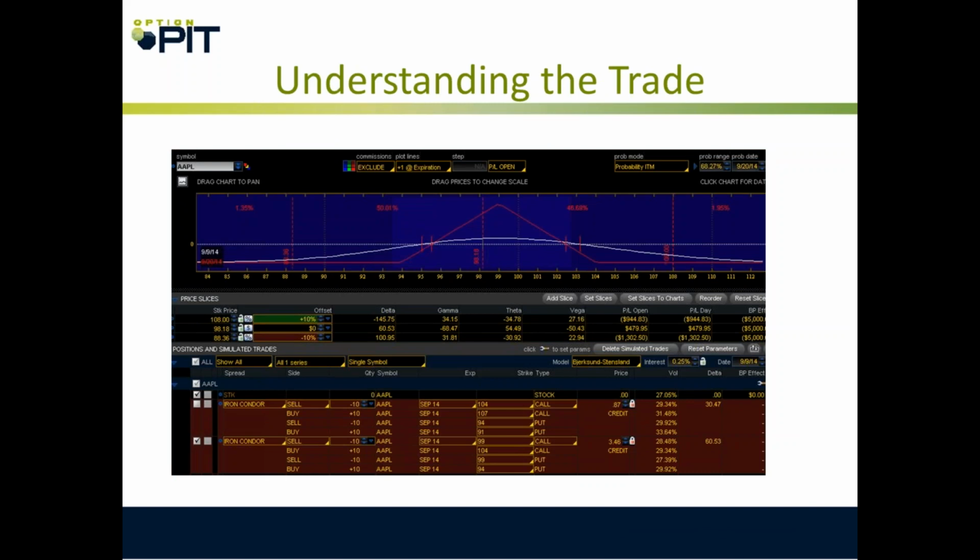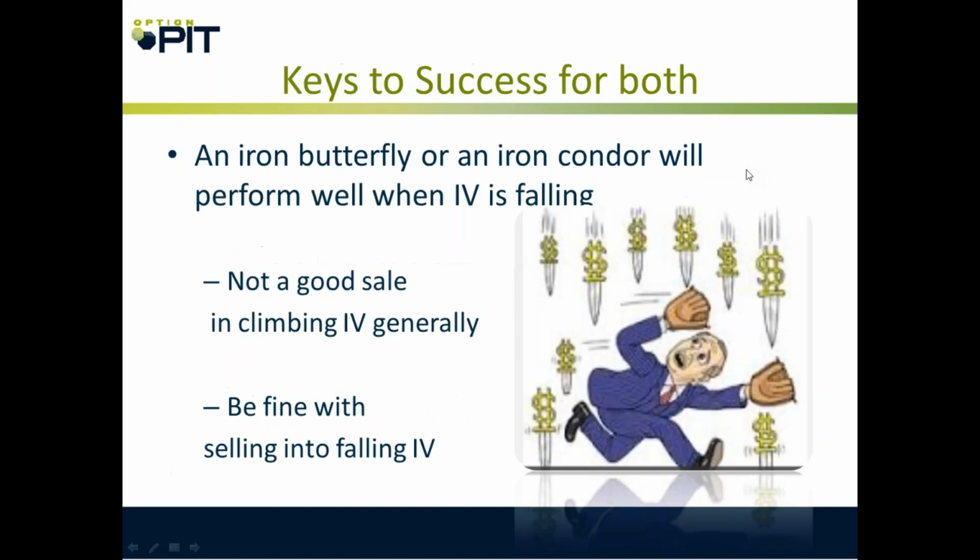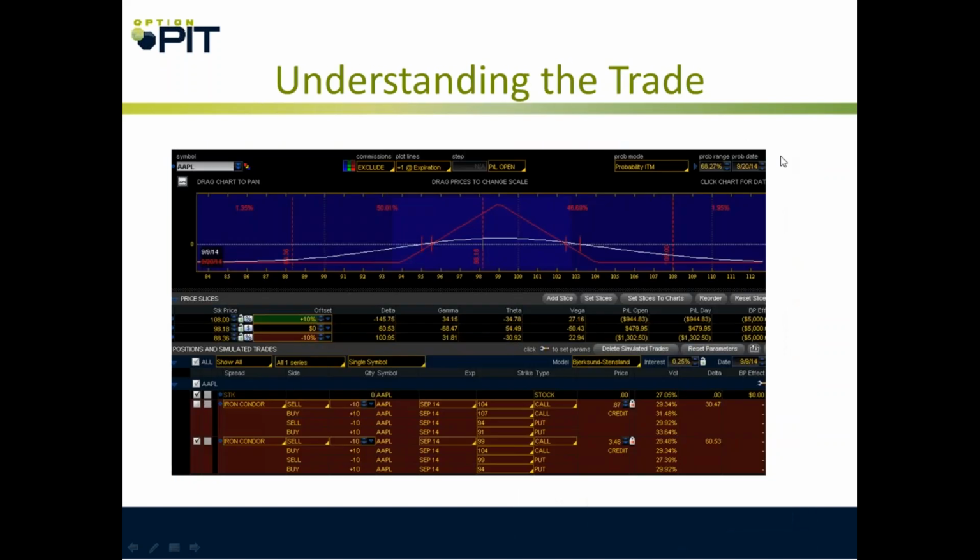All right, so now here are the two trades. Right now we're looking at the iron butterfly. What I want you to notice is that we've moved the dates a little. Probability is 9/20. This was 9/9, so this is 11 days passing. You see that?